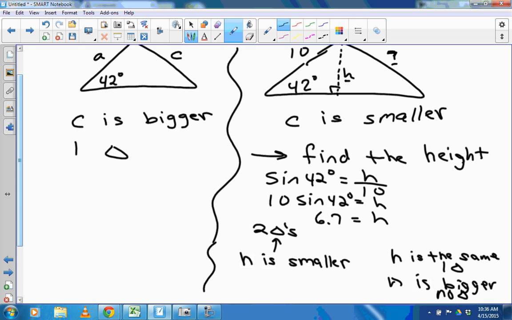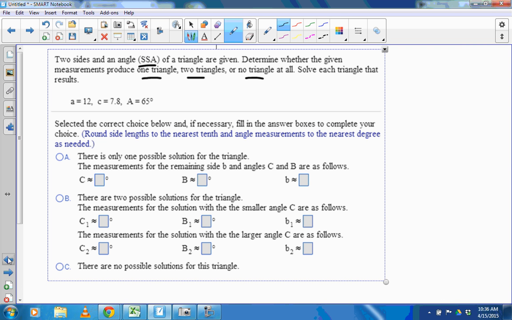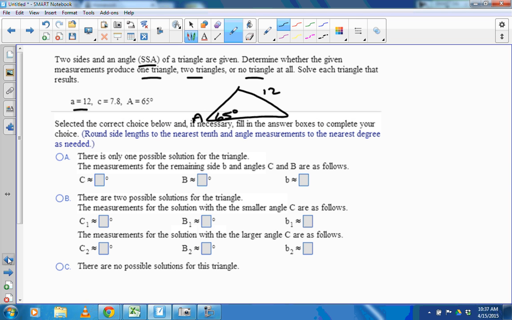Now, let's look at the actual question. We're talking about the way you draw it every time with side angle. Where did I tell you to put the angle every time? The bottom left. So there's the 65. Where's the 12 going to go? It has to go across from it, right? Little a goes across from big A. So that means the 7.8 would be right here.